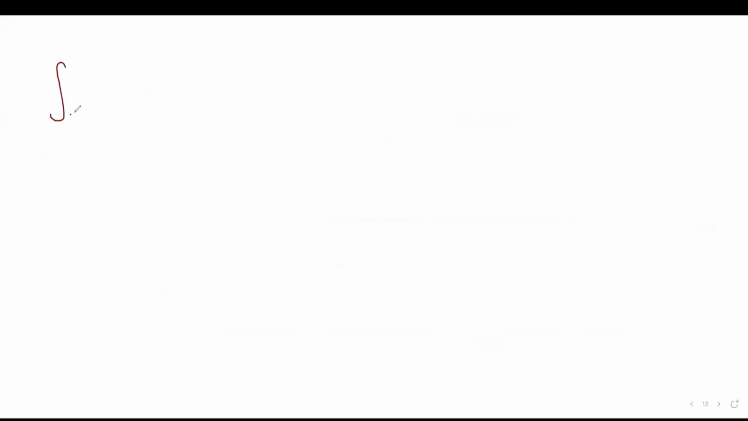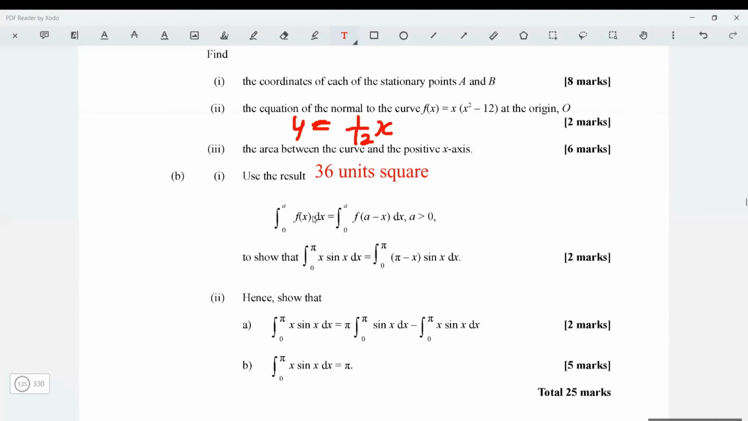So Marika, we have the integral from 0 to a of x sine x. Well, let's not start there. We're writing down the rule first. The integral from 0 to a of f of x dx, writing down the rule that we're going to use, that's very important. They tell us that this is equal to the integral from 0 to a of, in bracket, a minus what?